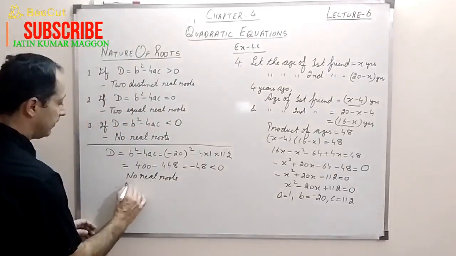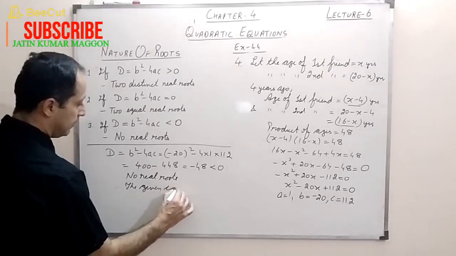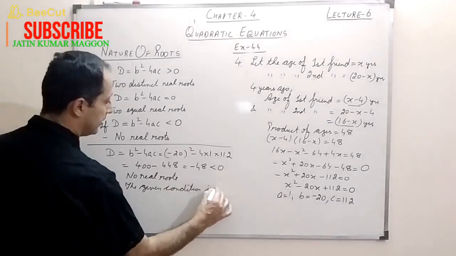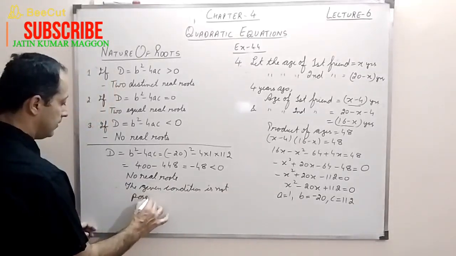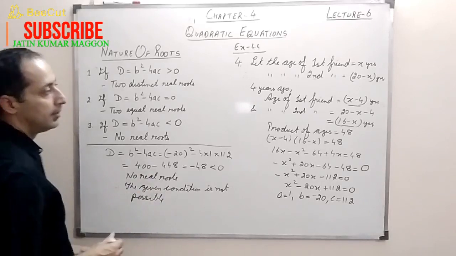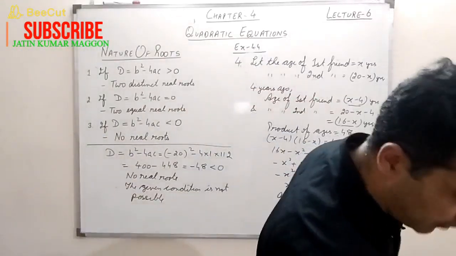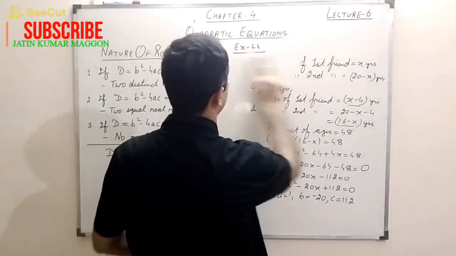Therefore, the given condition is not possible. So this is what we have in the fourth question. Now we take the last question of this exercise. That will be the end of this chapter also.